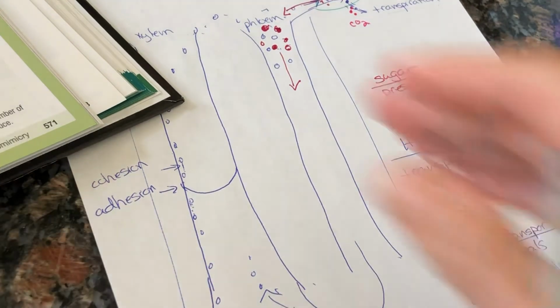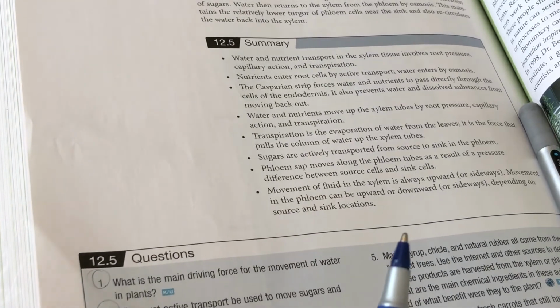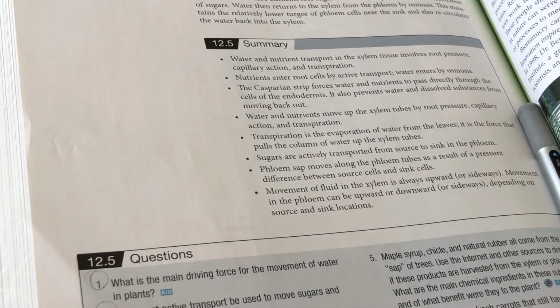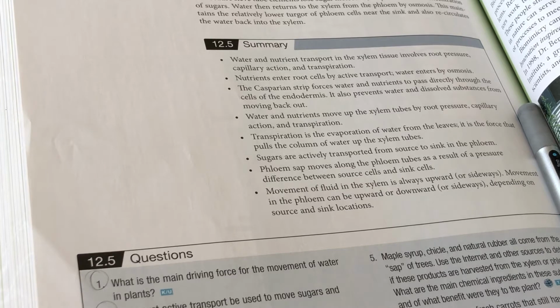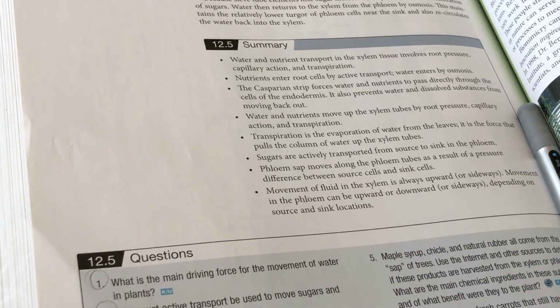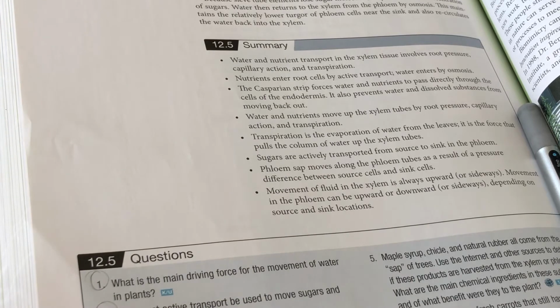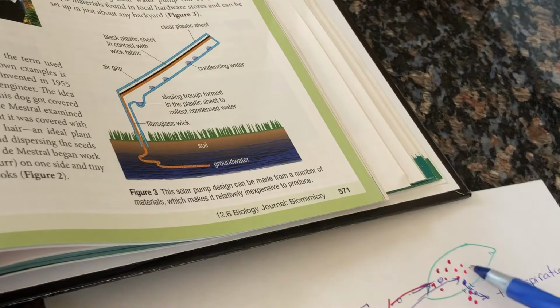All right. So to take up questions 1 to 3, what is the main driving force for the movement of water in plants? The main driving force, I'm going to say, is transpiration pull. Okay. So it's transpiration. It's pulling water up the tree. But you can't forget that there's also cohesion and adhesion involved. Why must active transport be used to move sugars and other solutes into the phloem? Because we need to get that sugar out of the leaf so we don't lose it, okay?